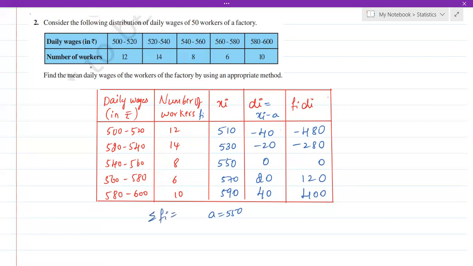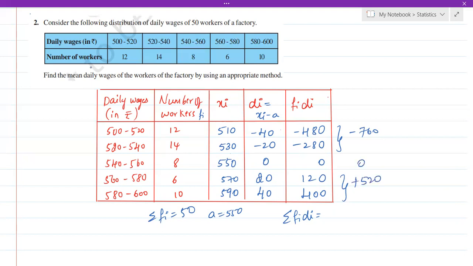So 12 plus 14 is 26, 26 plus 8 is 34, 34 plus 6 is 40, 40 plus 10 is 50. Summation fi is 50. Summation fi di. If you add these two negatives, they have the same sign. So if I add it, I get minus 660, isn't it? Sorry, 400 plus 200 is 600, 80 plus 80 is 160. So we get minus 760. And if we add the positive things, 120 plus 400, it becomes positive 520.